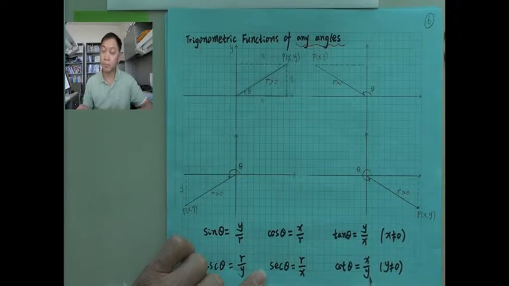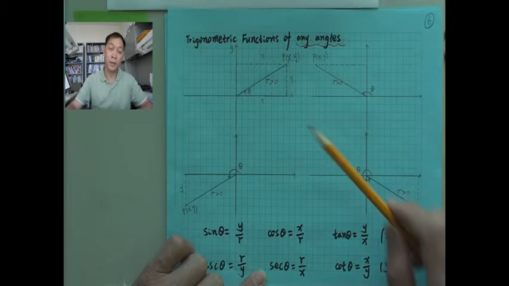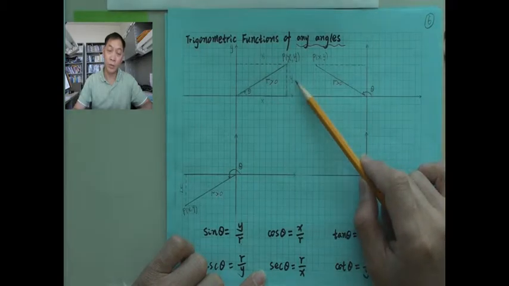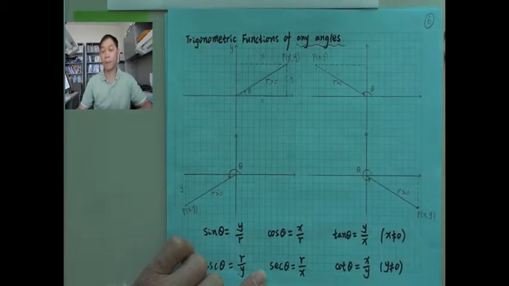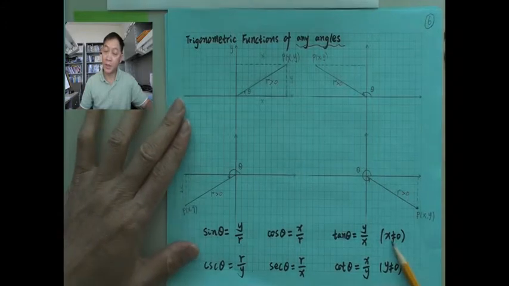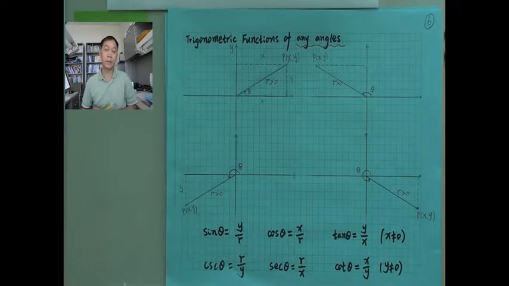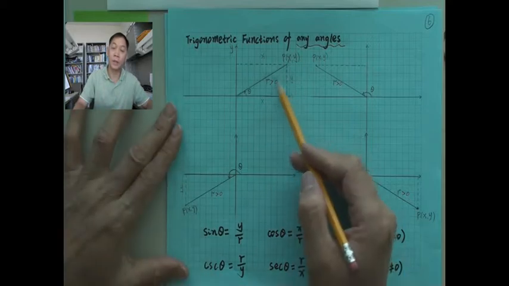Then here, you flip it, x goes upstairs, y goes downstairs. So cotangent is x over y. Tangent is y over x. Remember, our denominators cannot be 0. X cannot be 0. This is still in an acute angle.